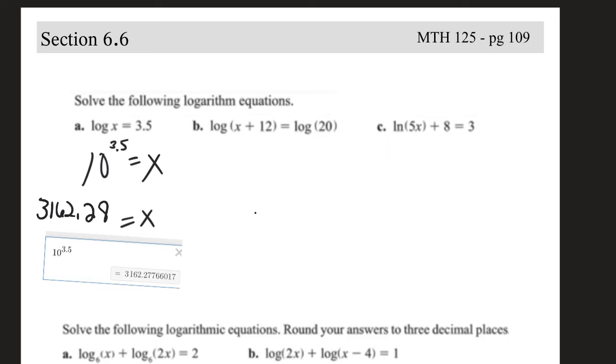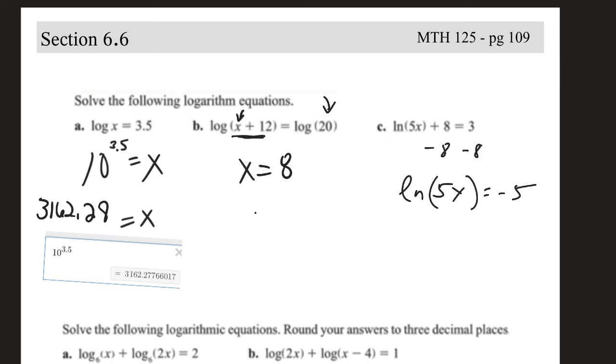Okay, let's look at B. The log of x plus 12 equals the log of 20. Again, common sense approach. If I want this to be equal to the log of 20, what can I plug into x to make what's inside this parentheses be 20? Hopefully you're saying, well, if x is 8, then that would make the log of 20 equal to the log of 20. So that's the thing. Okay, for C, I'm going to subtract 8 from both sides and isolate my natural log.